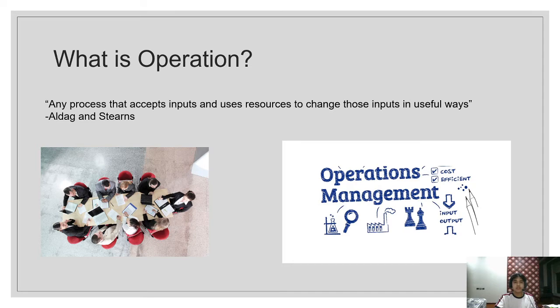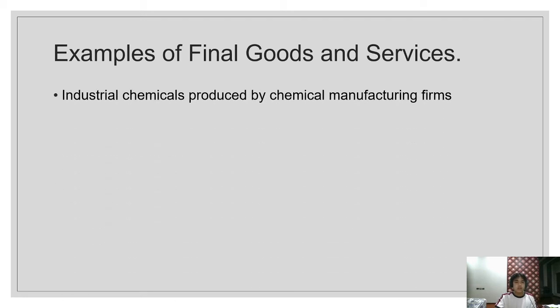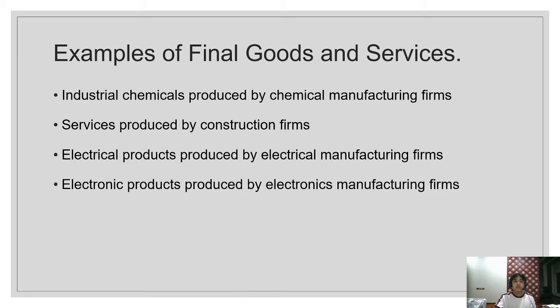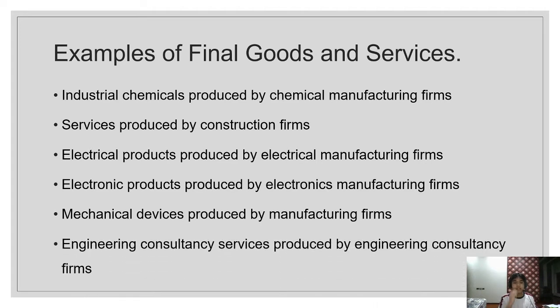into useful ways. So let me give you some final goods and services examples: industrial chemical produced by chemical manufacturing firms. Next is the service produced by construction firms. Next is the electrical products produced by electrical manufacturing firms. Next is the electronic products produced by electronics manufacturing firms. Next is the mechanical device produced by manufacturing firms. And lastly, the engineering consultancy service produced by engineering consultancy firms.